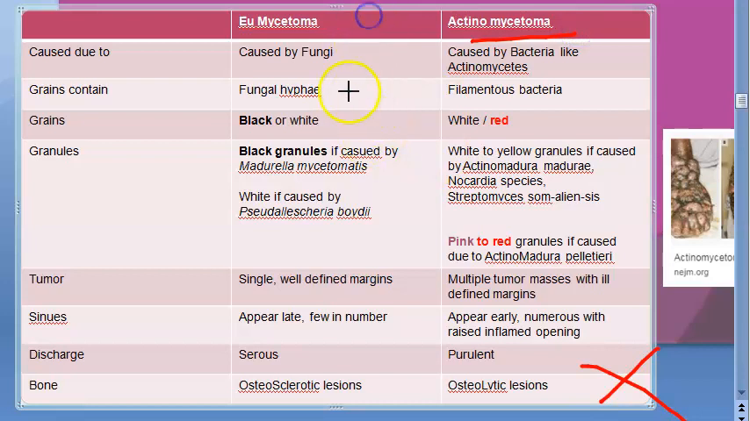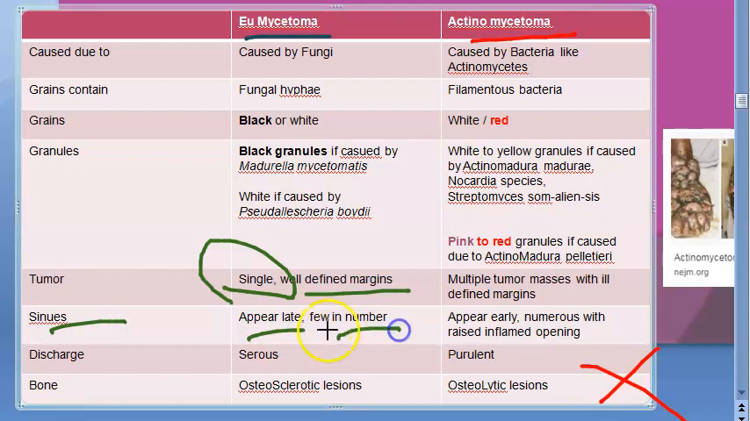Osteolytic lesions will be there in Actinomycetoma. Now look at Eumycetoma, which is a true mycosis. Compared to actinomycetoma, the differences look a little less. The tumor is single with a well-defined margin, sinuses appear late and are few in number, the discharge is serous, and the bones are osteosclerotic. Sclerotic means hardening. So only one tumor, with perfectly defined margins, sinuses appear late, they are few, the discharge is serous, and there are osteosclerotic lesions.